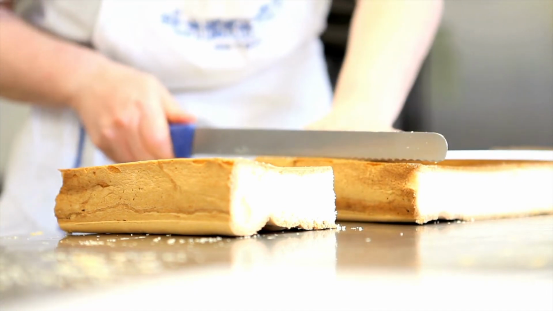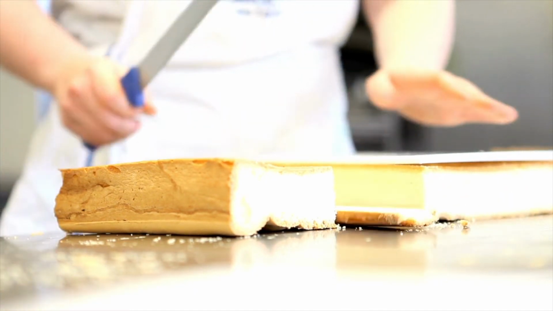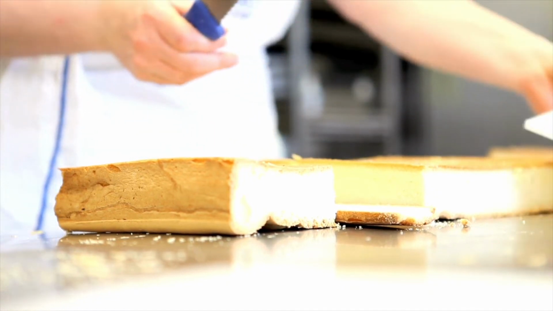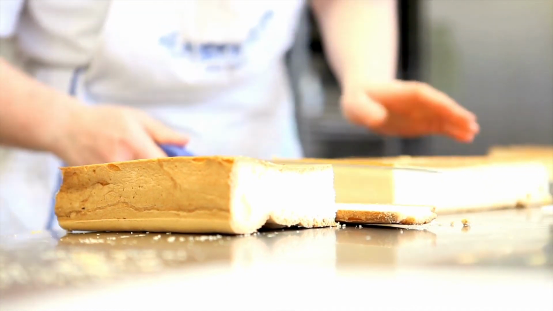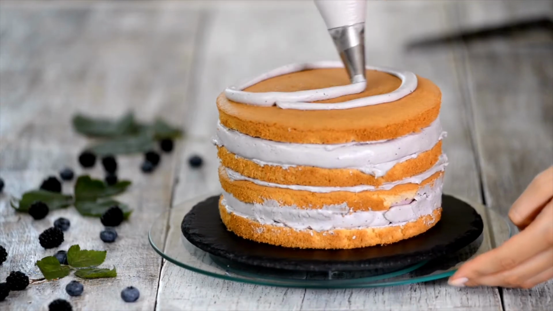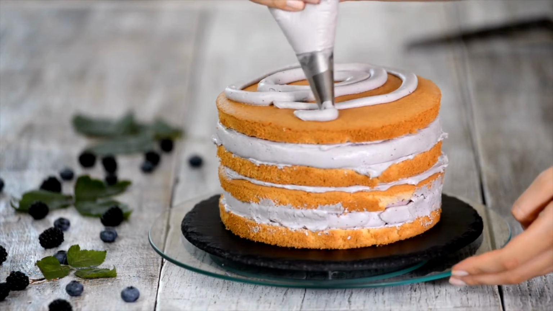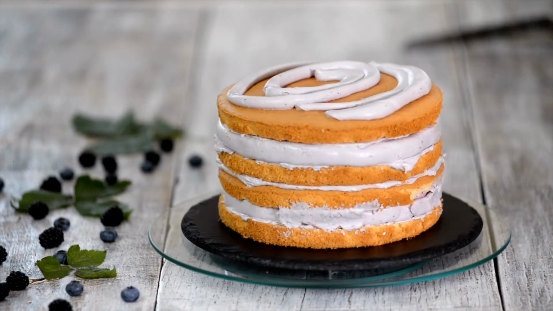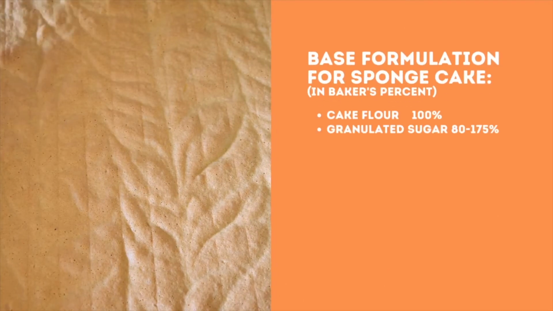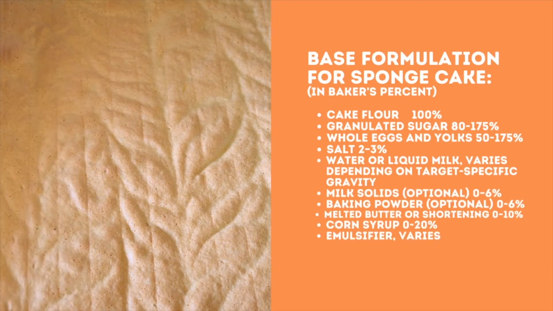Baking powder and/or baking soda are sometimes added to sponge cake formulations to provide additional rise through the production of carbon dioxide. Such cakes typically have a high volume and feature a light, fluffy texture. Here is a base formulation for sponge cake.